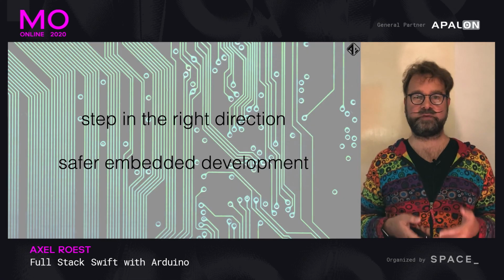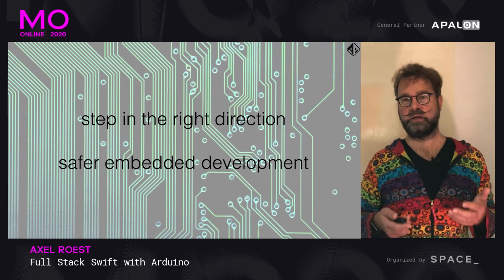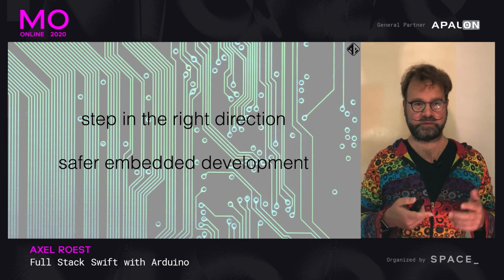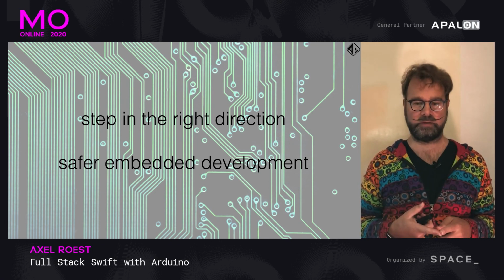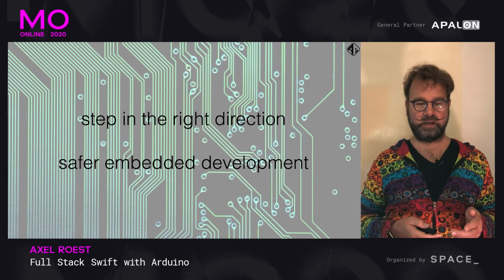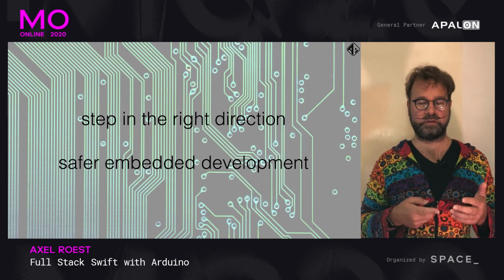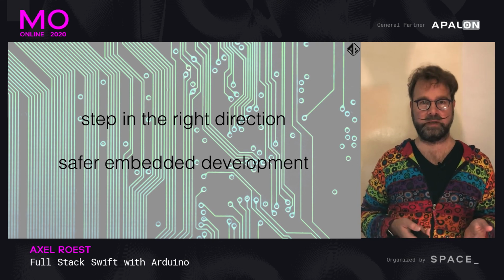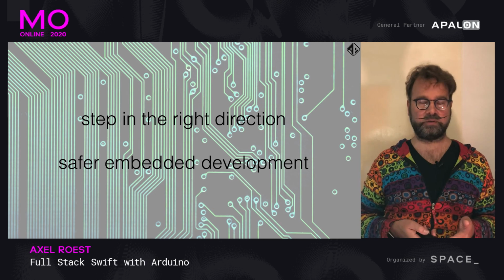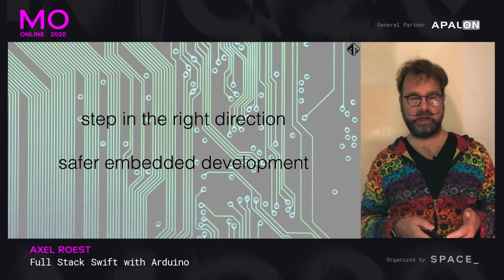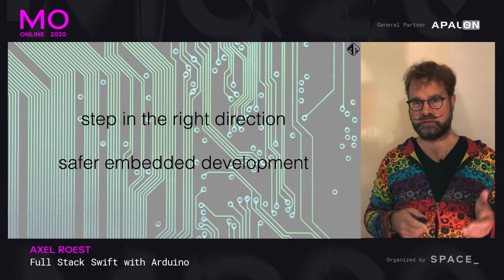Still, I believe Swift for Arduino is a step in the right direction because it allows for safer embedded development. You have strict type checking, you don't need to deal with pointers and memory leaks. Currently Swift for Arduino supports the Arduino Uno compatibles, which is the ATmega328P chip. And hopefully this year we also support the Arduino Mega. Maybe next year we'll support Espressif, which is a great platform.